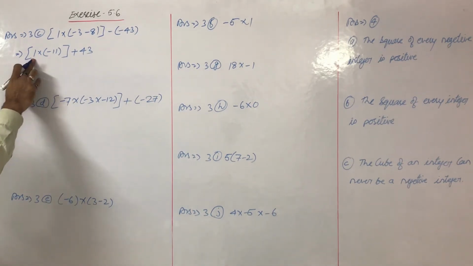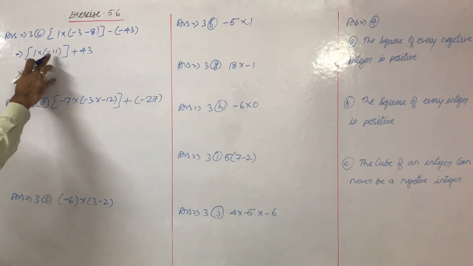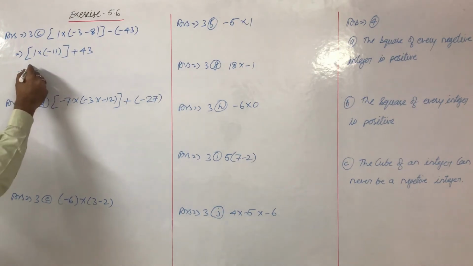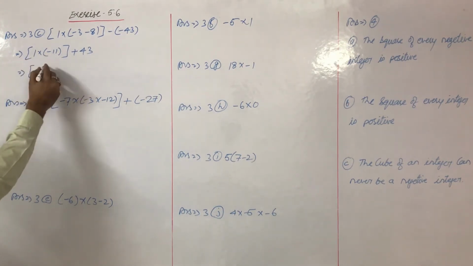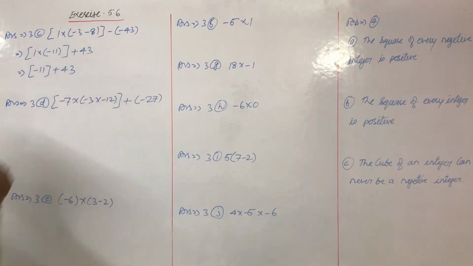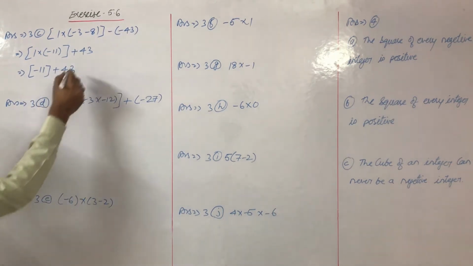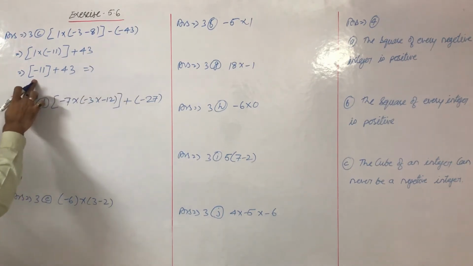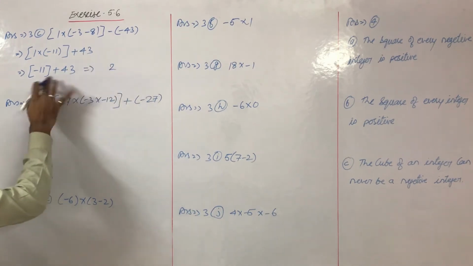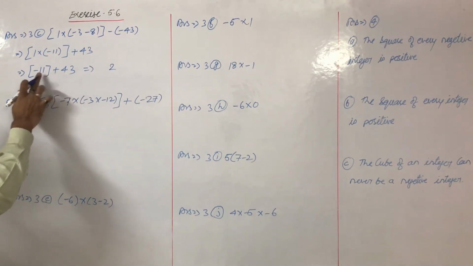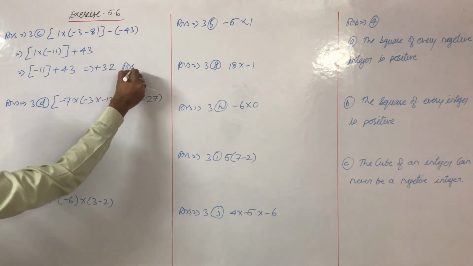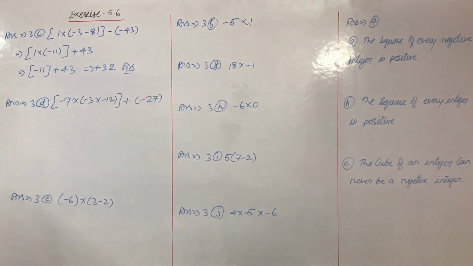Minus 11 into plus 1. So positive integer multiplied by negative integer will be a negative number, and minus 11 into 1, minus 11. So minus 11 plus 43. And the final answer is plus 43 minus 11. So 3 minus 1, 2, and 4 minus 1, 3, so plus 32 is the answer.